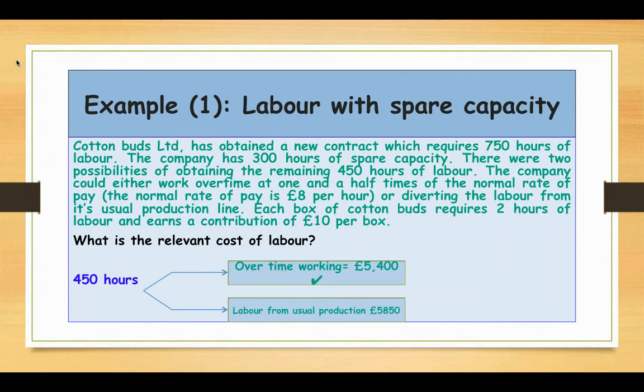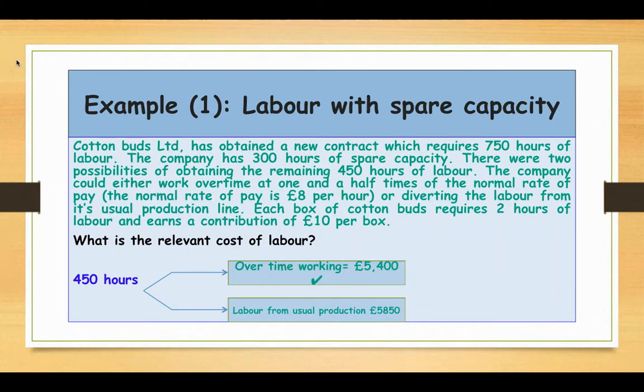Okay, so the contribution per labor hour is £5, £10 divided by 2. So your total cost is going to be £8, that's your usual rate of pay, plus the contribution foregone, which is £5. So the total is going to be £13. So 13 times 450 is going to be £5,850. So if you choose overtime working, the cost is going to be 5,400.